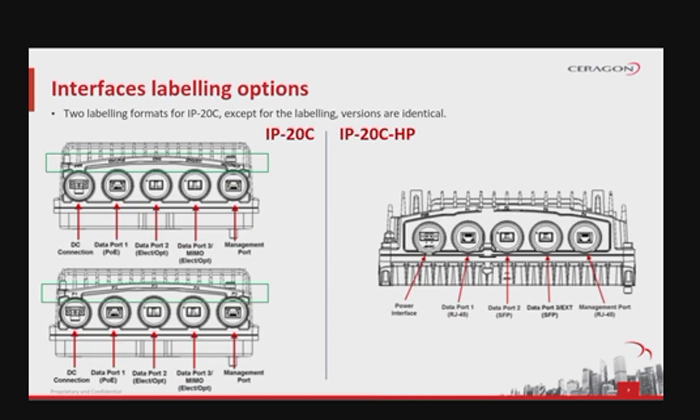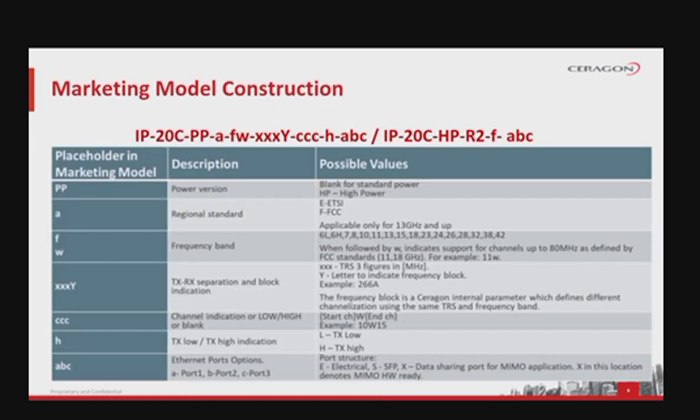Two labeling formats are available for ip-20c, as shown in the following figures on the left side of the screen. Except for the interface labeling, these versions are identical. There is a single version for the high power version, but this product has a choice of radio filters or diplexers to be installed with. Note in this table the naming convention for marketing model construction.